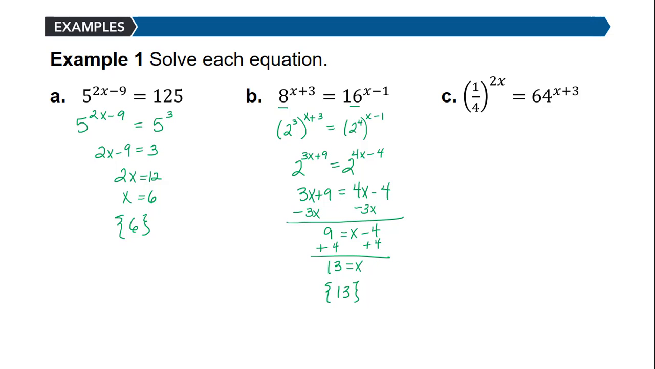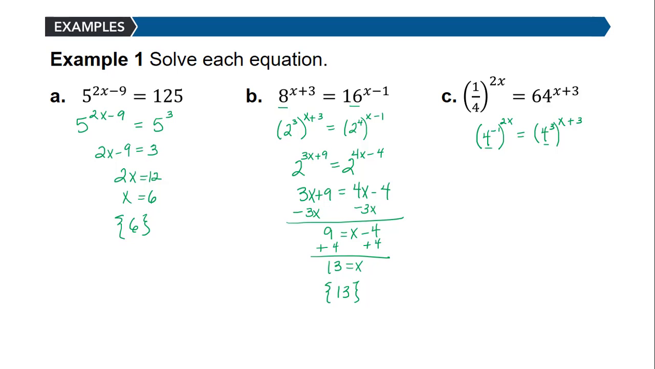Part C is the quantity 1/4 to the 2x equals 64 to the x plus 3. So we need to figure out, is there a common base between 1/4 and 64? Well, 1/4 is 4 to the negative 1, so I'll put that in parentheses, raised to the 2x. 64, if you recall, is 4 cubed. I'll put that in parentheses to the x plus 3. So now we have a common base of 4.